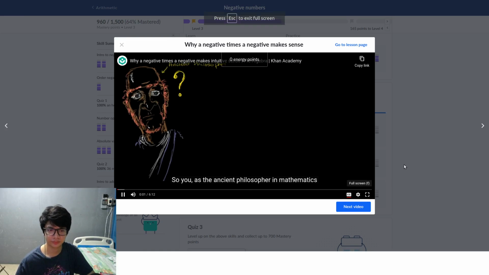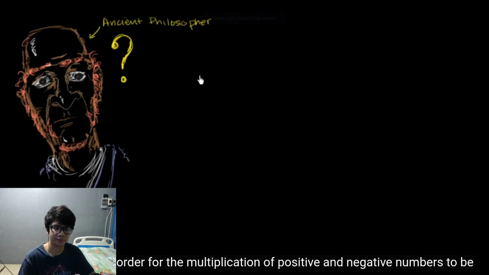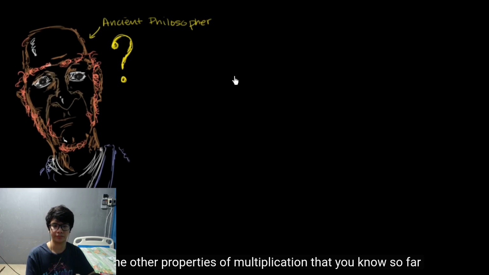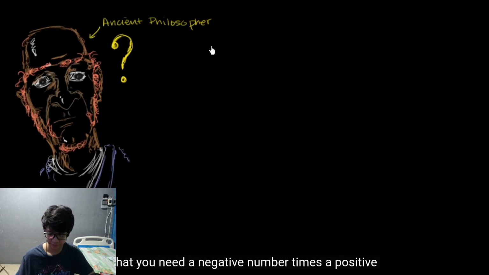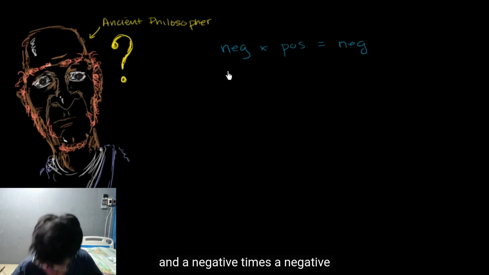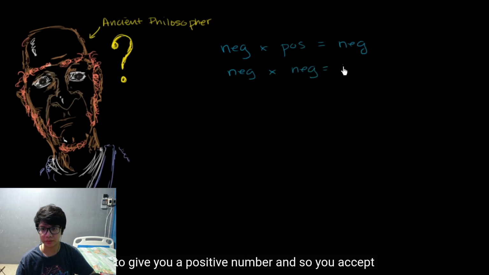So you, as the ancient philosopher mathematician, have concluded that in order for the multiplication of positive and negative numbers to be consistent with everything that you've been constructing so far, all of the other properties of multiplication that you know so far, you need a negative number times a positive number, or a positive times a negative, to give you a negative number, and a negative times a negative to give you a positive number.